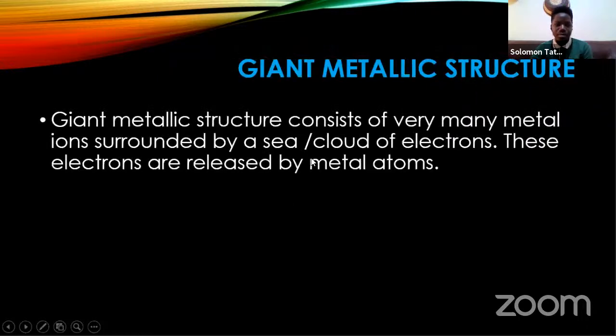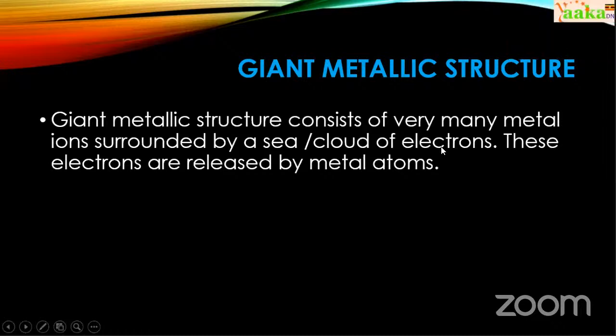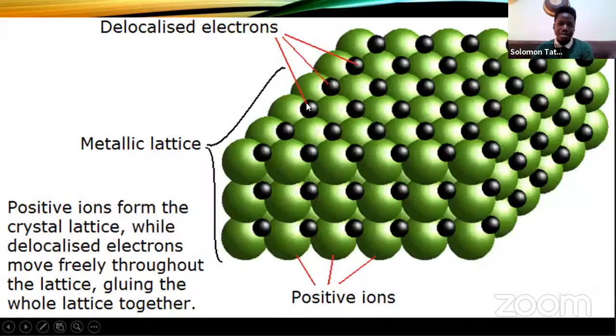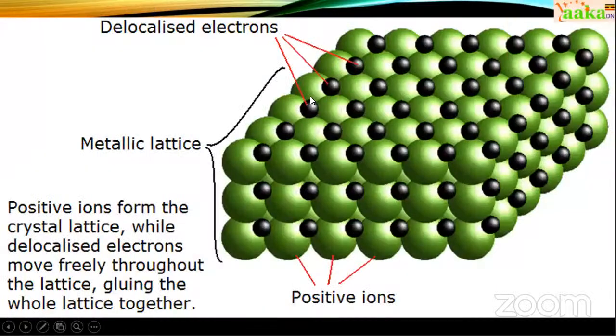Giant metallic structures consist of very many metal ions surrounded by a sea of electrons. These ones we looked at last time. This one is easy to explain if you looked at the notes we had last time. We saw very nice explanations and pictures of the giant metallic structure last time. But for those who are not around, here is another explanation.